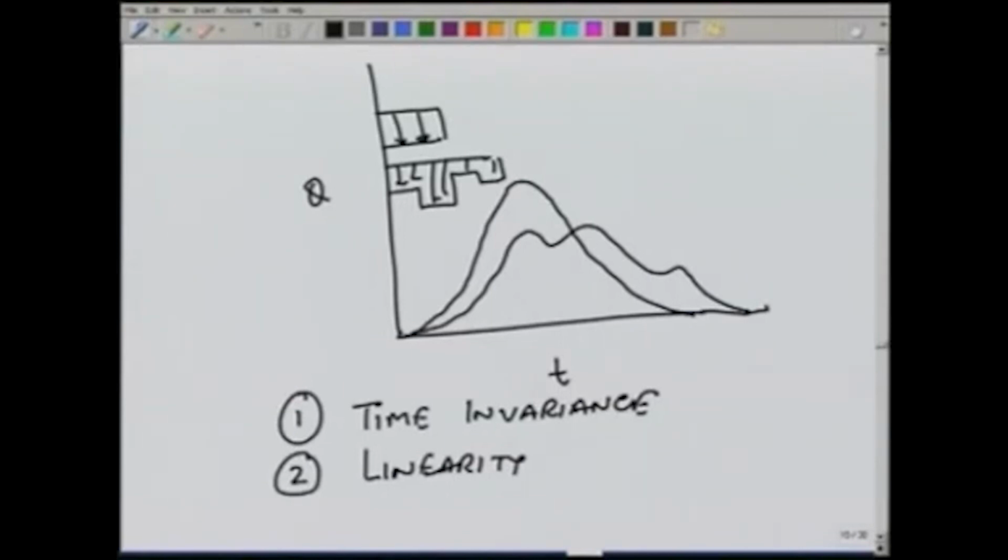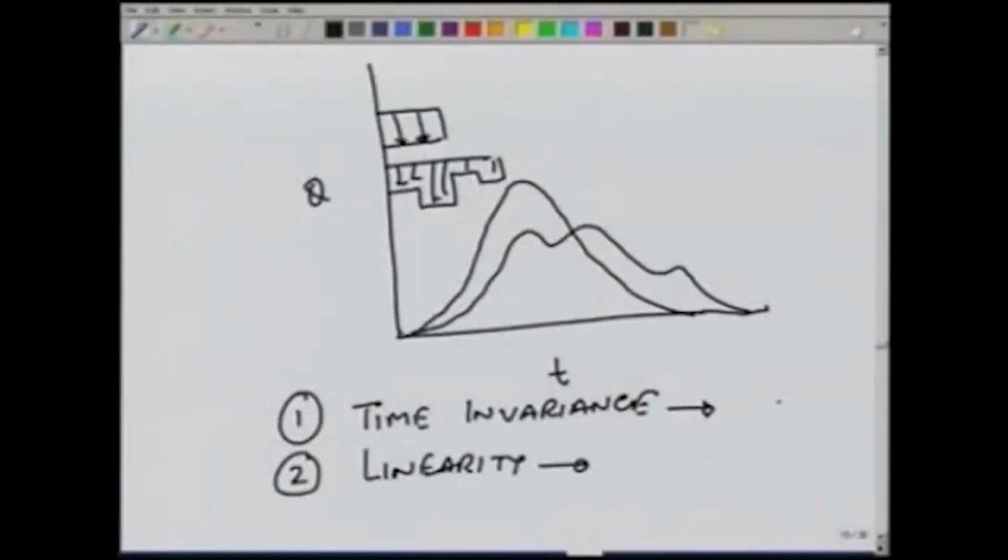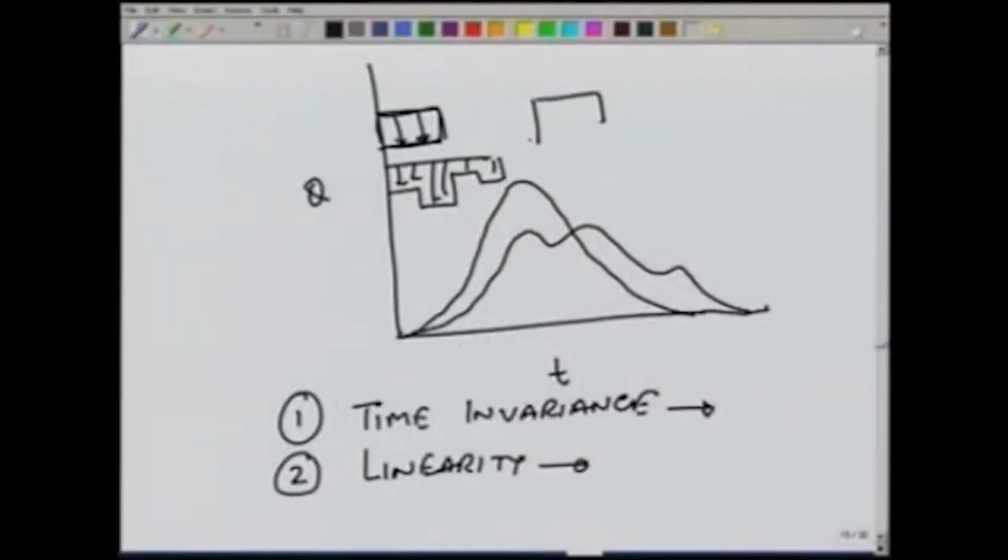So, it is very difficult to theoretically analyze this unless we make some assumptions. These two assumptions, time invariance and linearity, help us analyze the hydrograph and estimate what would be the runoff for a very complex rain. Time invariance means that with time the hydrographs are not changed. If the same rainfall occurs, no matter whether it occurs at time t equal to 0, or at time t equal to 3 days, it will produce an identical hydrograph. Of course, it has to be shifted.